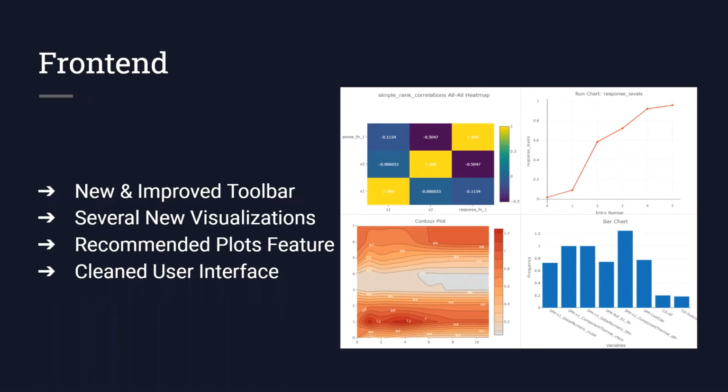Next, the team added several new visualizations, such as a contour and bar chart, which can be seen on the screen right now. With the backend developments, we were also able to access additional information, allowing us to implement more plots using this new data, such as the heat map and run chart.